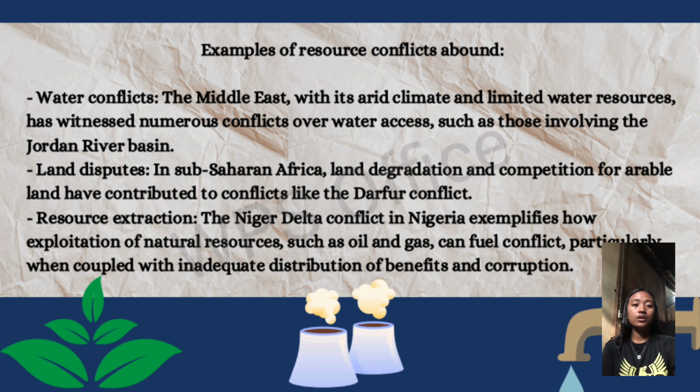Next is resource extraction. So the Niger Delta conflict in Nigeria exemplifies how exploitation of natural resources such as oil and gas can fuel conflict, particularly when coupled with inadequate distribution of benefits and corruption.